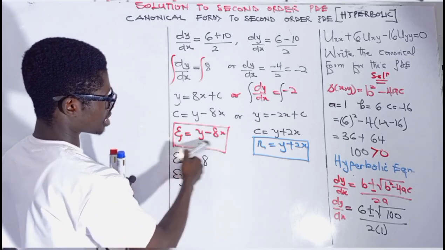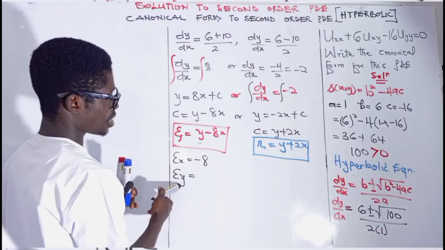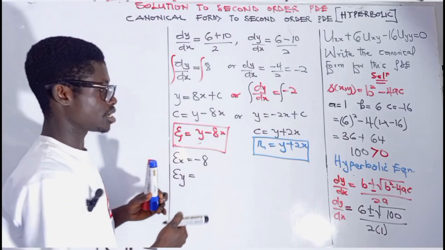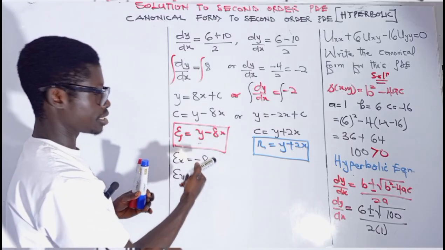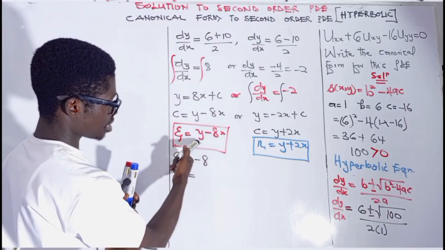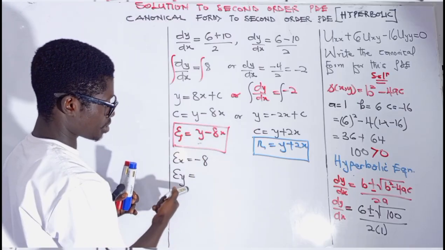Then we move on to xi y. We differentiate this function with respect to what? Y. Any x term becomes what? A constant. And whenever we differentiate a constant, we get 0. So the whole of this term will give us 0. And then we differentiate y with respect to y, we get 1.